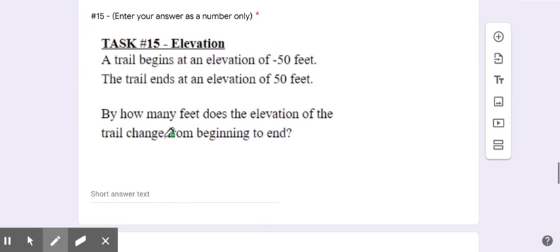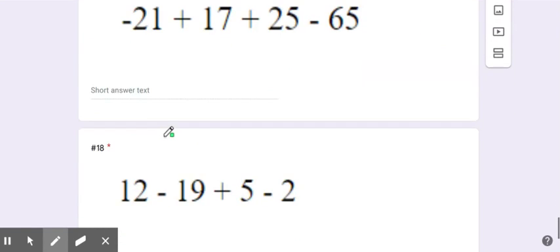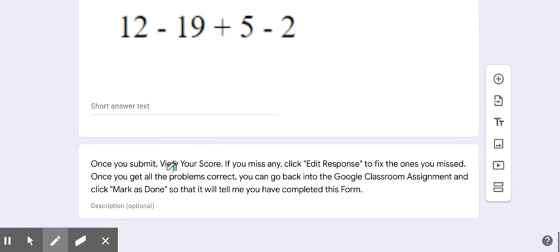So you try the rest of them. As you can see at the very bottom, it says once you submit, you can view your score like we normally do and click edit response if you miss any, so that you can fix the ones that you miss so that eventually you get all problems correct.